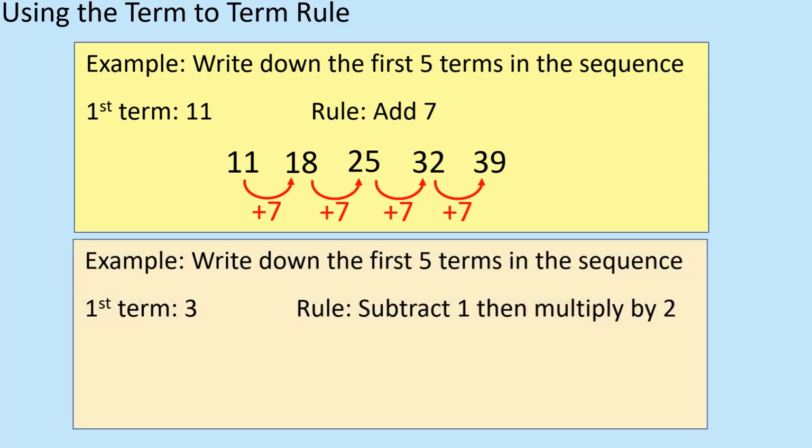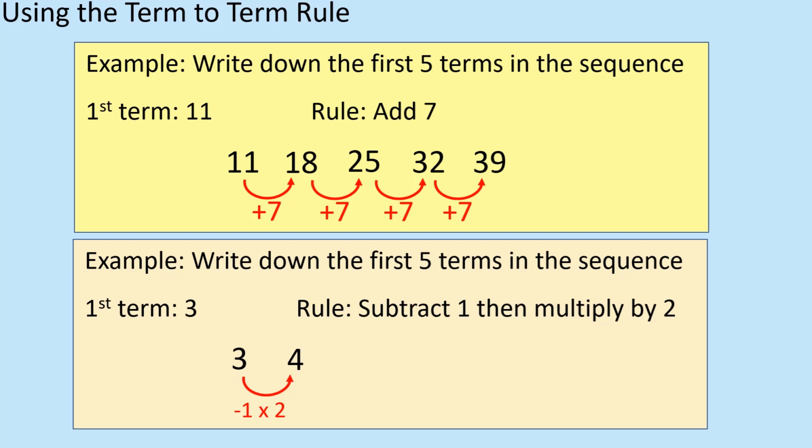Write down the first 5 terms in this sequence. So your first term is 3, and then we need to subtract 1 and then multiply by 2. So you've got a little bit more going on with this rule, but essentially it should be the same process. It's a bit like a function machine, to be honest. But let's have a look. So I've got 3. If I subtract 1, I'm going to be at 2, then multiply by 2 should give me 4.